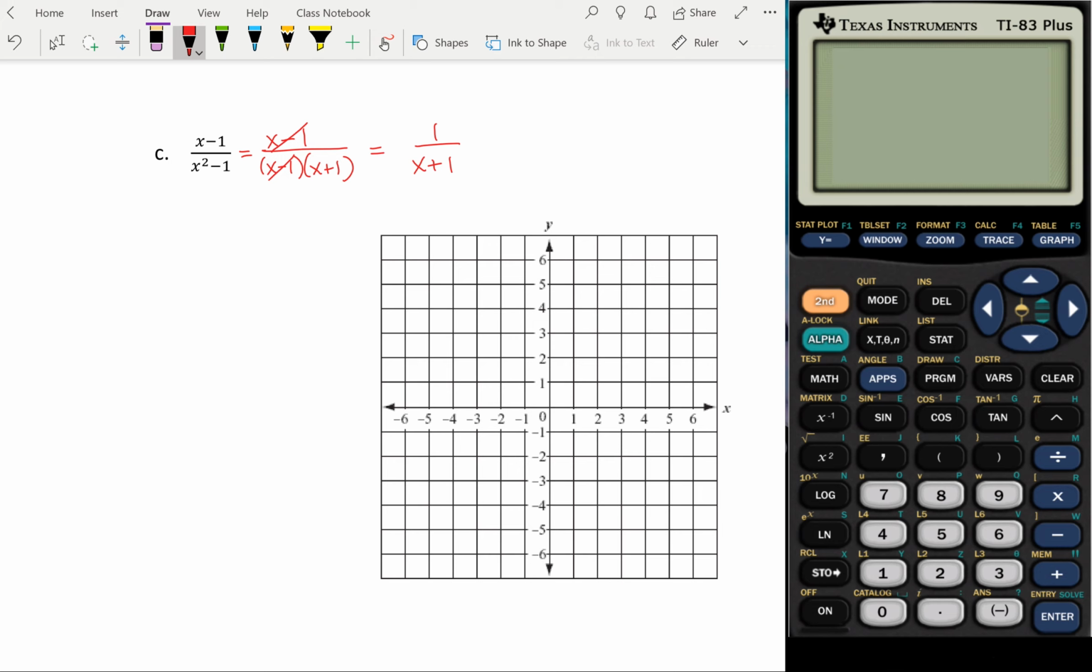Now remember, I have to know all the parts. So I am going to first find the vertical asymptote, which is my denominator. So I do x plus 1 equals 0. So I know it's at x equals negative 1. Draw my line.